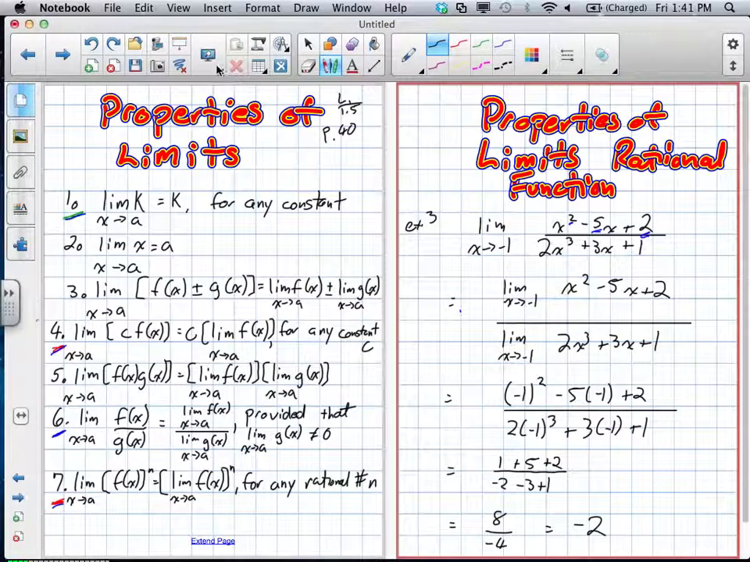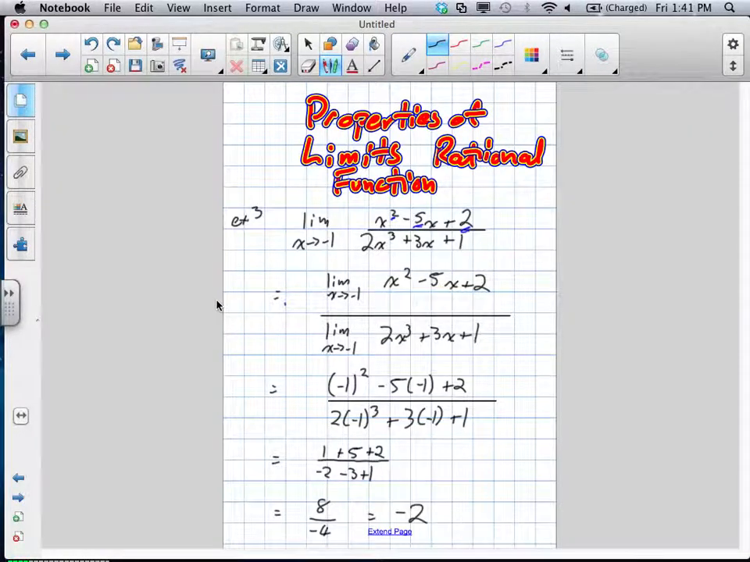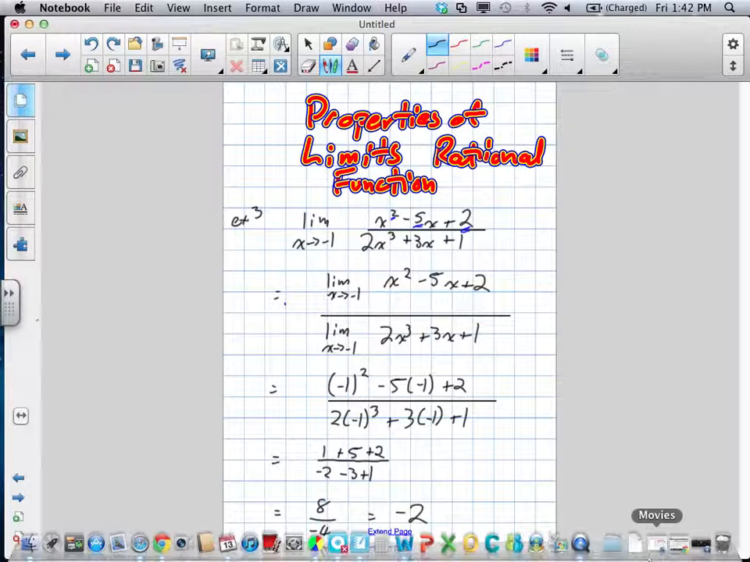So what we've just found out is the limit of x as it approaches negative 1 of this function is the number negative 2. Okay? We're going to keep moving.